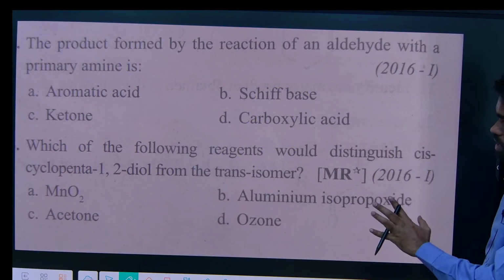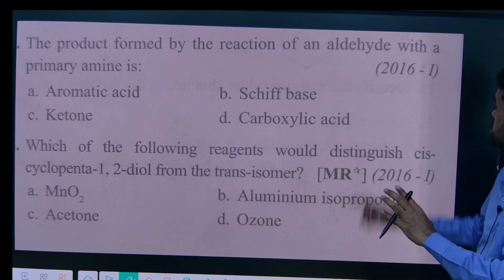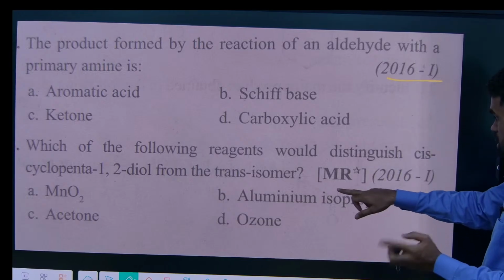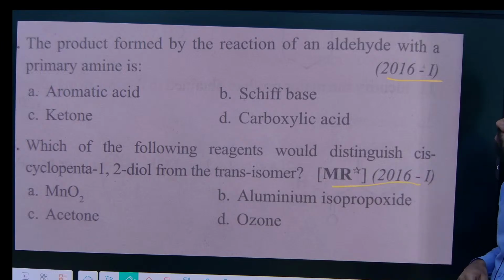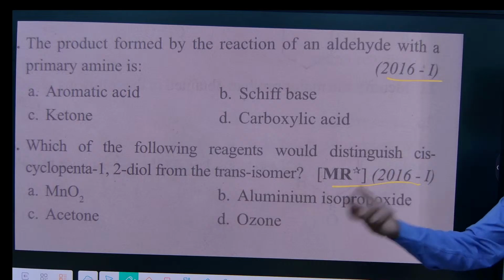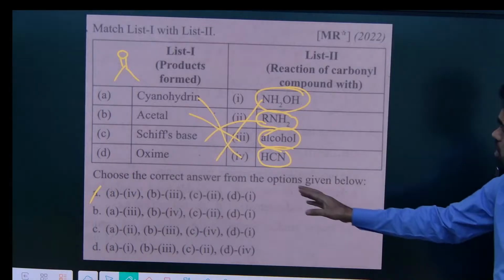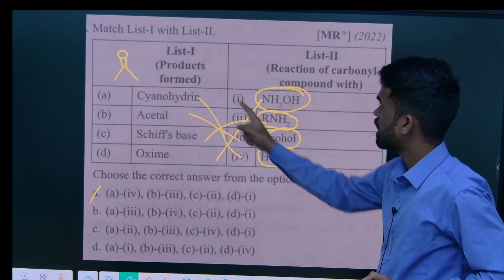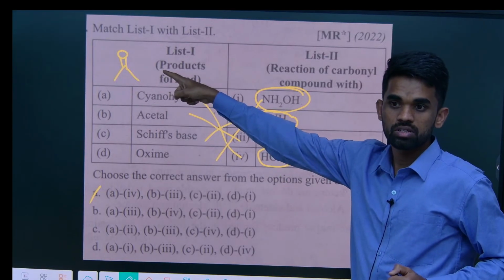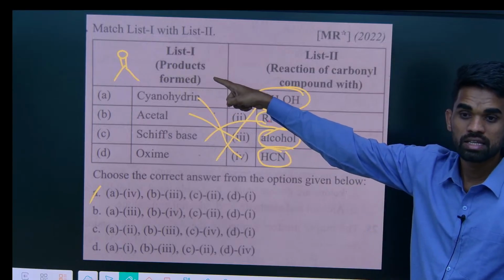See, all the questions we have collected are PYQs only. See, all these are your NEET questions. Yes, tell me. The product formed by the reaction of an aldehyde with a primary amine. Just now, in the previous question I told you. Aldehyde with a primary amine. Just see here, amine reacting with carbonyl compound. Schiff base also called as imines.